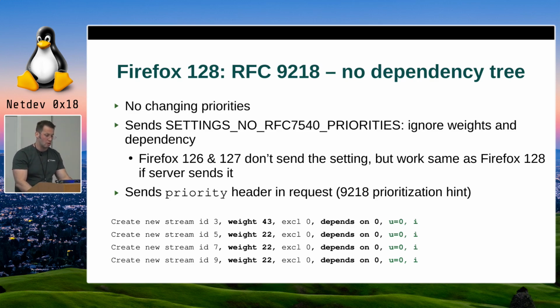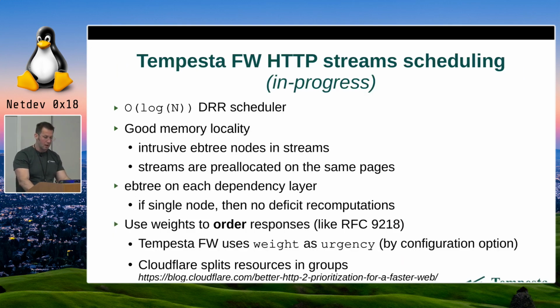What's new in Firefox 128? It sends the setting NO_RFC7540_PRIORITIES, which means that we gave up on 7540 and are going with the new standard. It continues to send weight and the exclusive flag, and in addition to this, it also sends the urgency and incremental flags for RFC 9218. The previous two versions of Firefox work exactly the same, but they don't initiate the new protocol. They just work if the server proposes it.